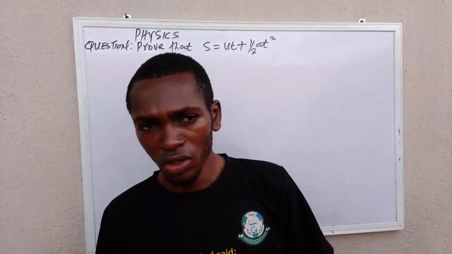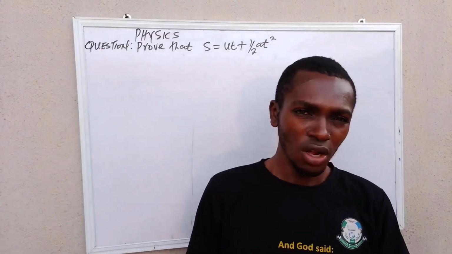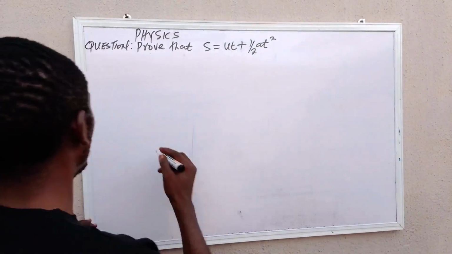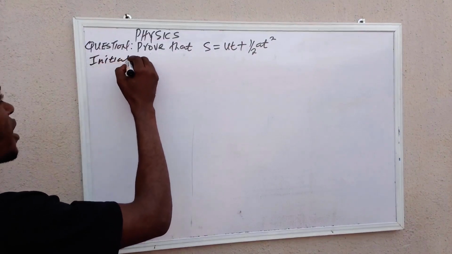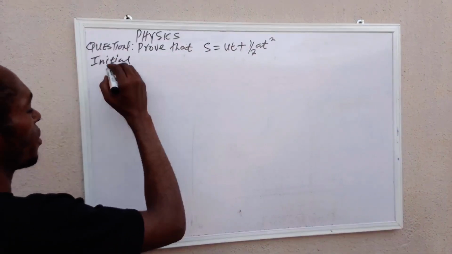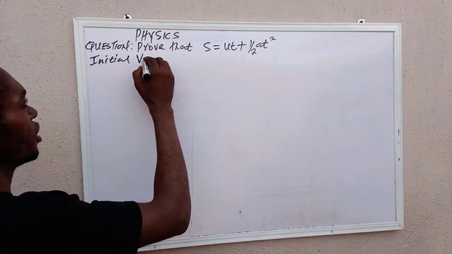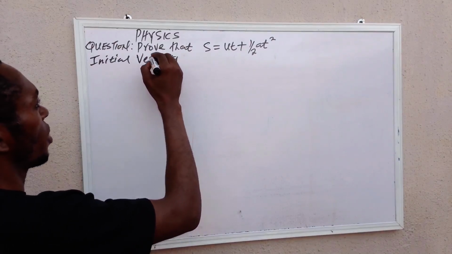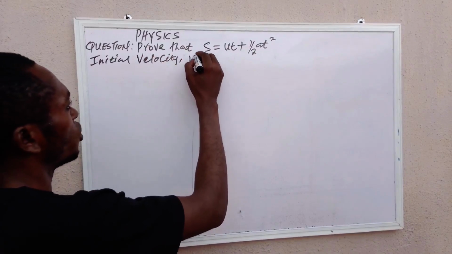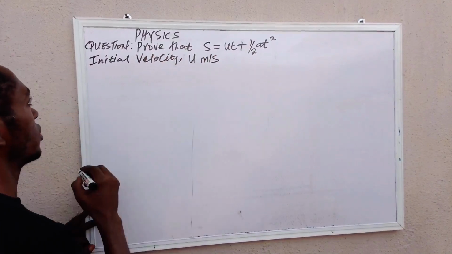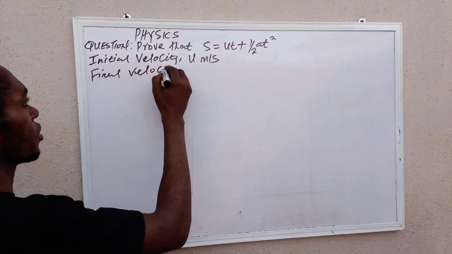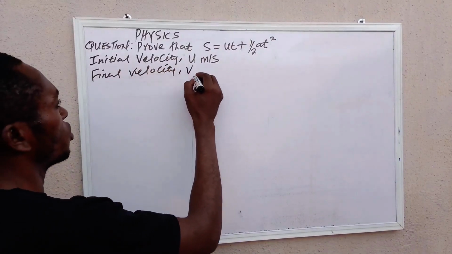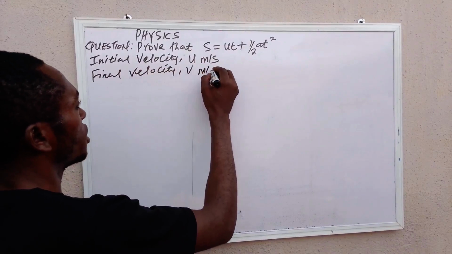Now, the first thing you must note before you prove this is that for a body to have a final velocity, that body must have an initial velocity. So we have the initial velocity represented using U in meter per second, and the final velocity is represented with the letter V in meter per second.